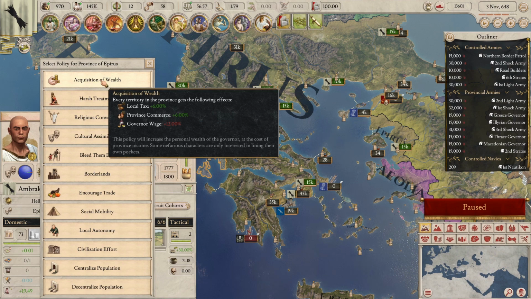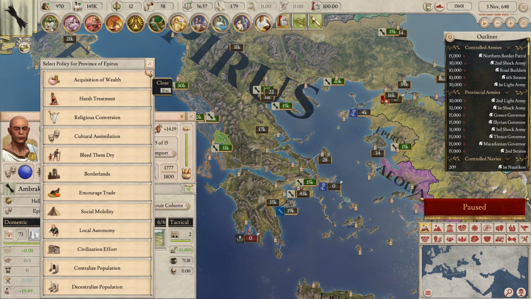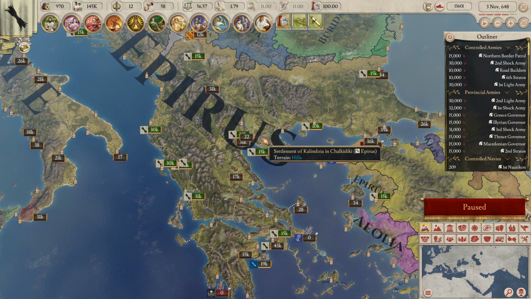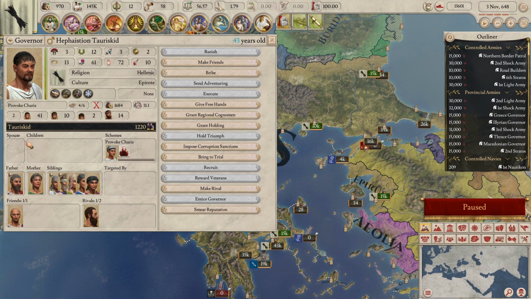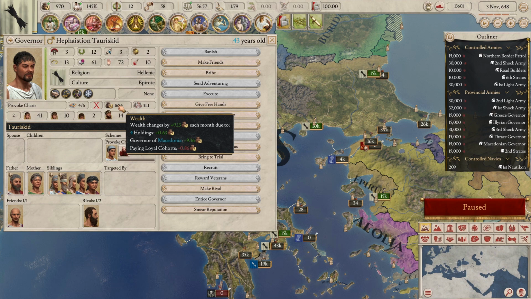The governor receives a monthly wage for doing a job, that being a governor and therefore administrating provinces in a region. To find out how much money a governor makes from doing his job, all you need to do is find a governor of a certain province, so just click on any territory in a province, click on the portrait of the governor and move your mouse icon over the wealth section. Here it will give you a detailed breakdown of how much this governor earns per month, and here you can see for being the governor of Macedonia, this guy gains 9.36 gold per month.